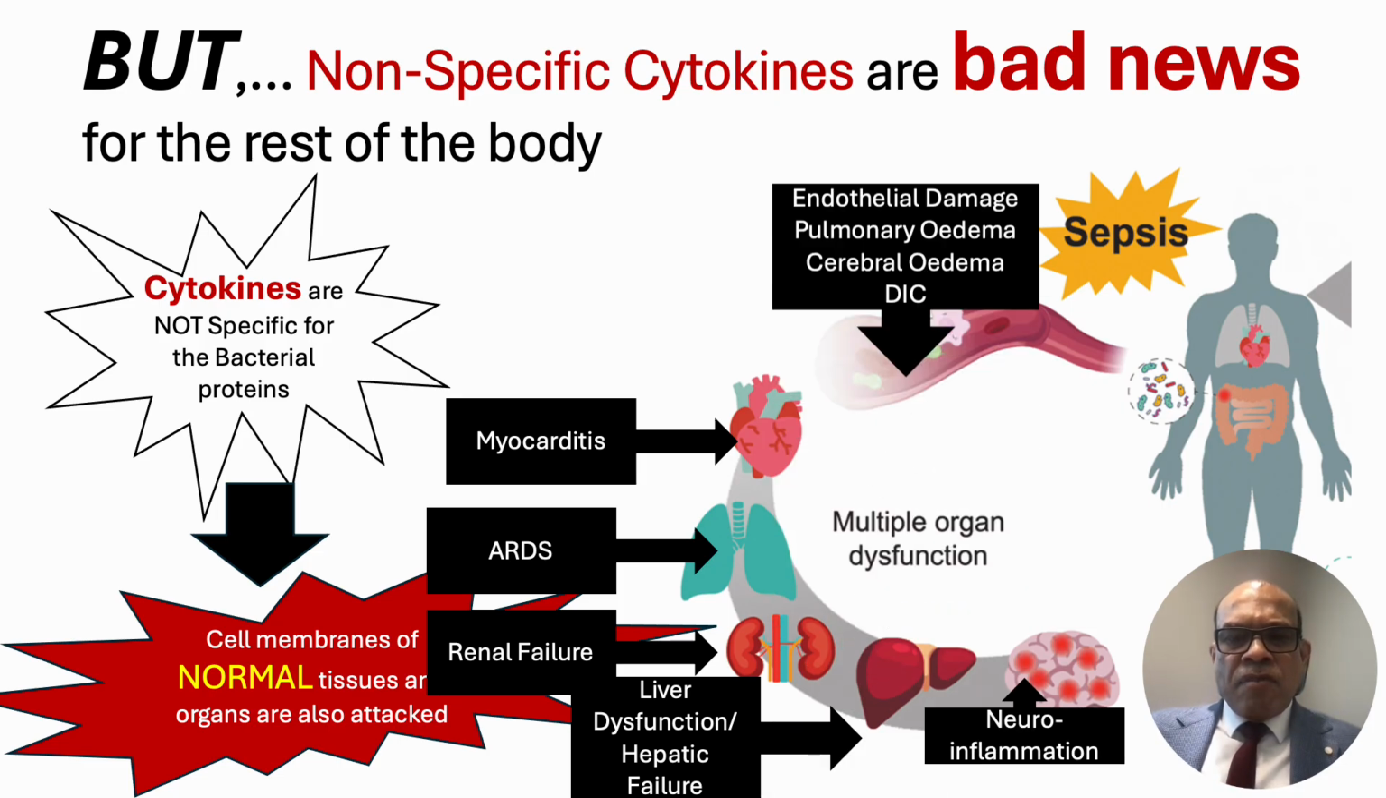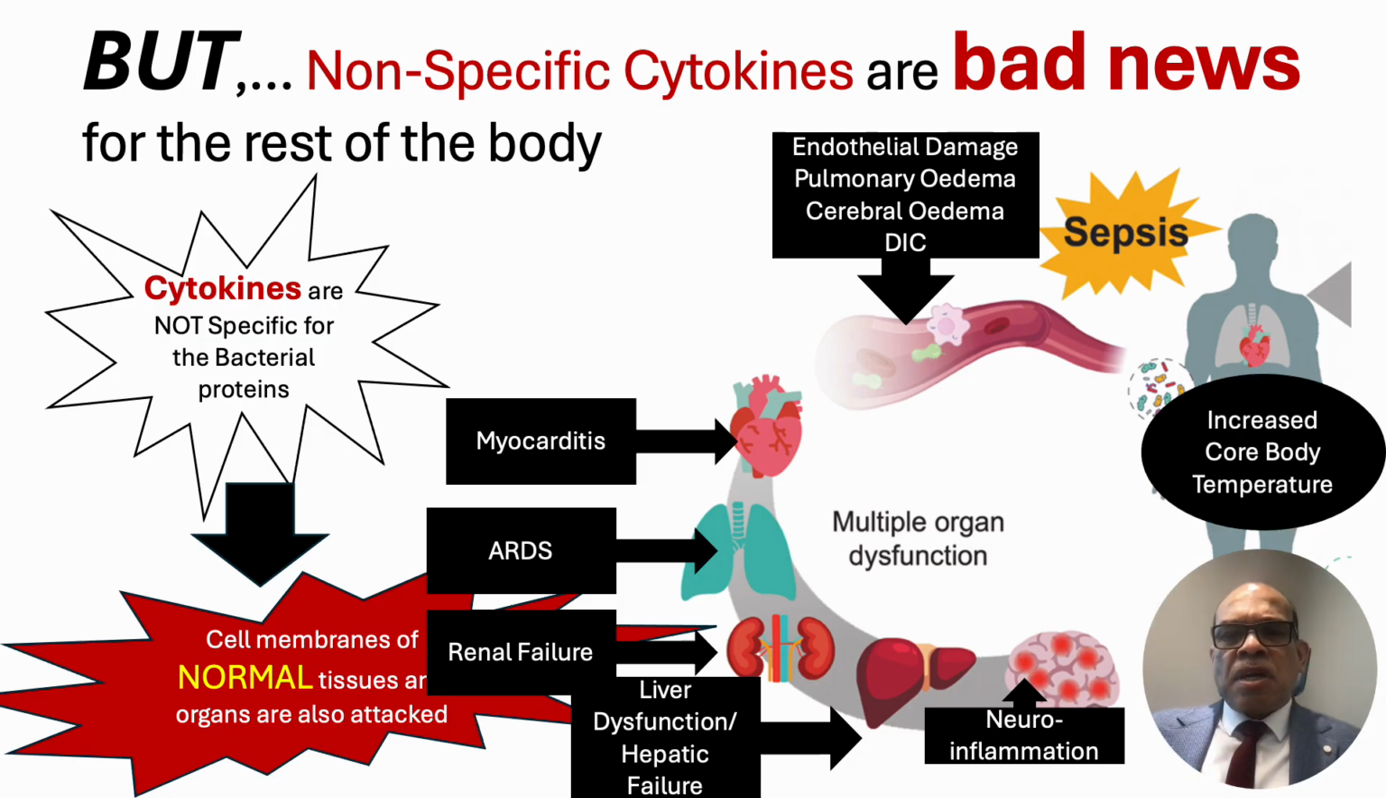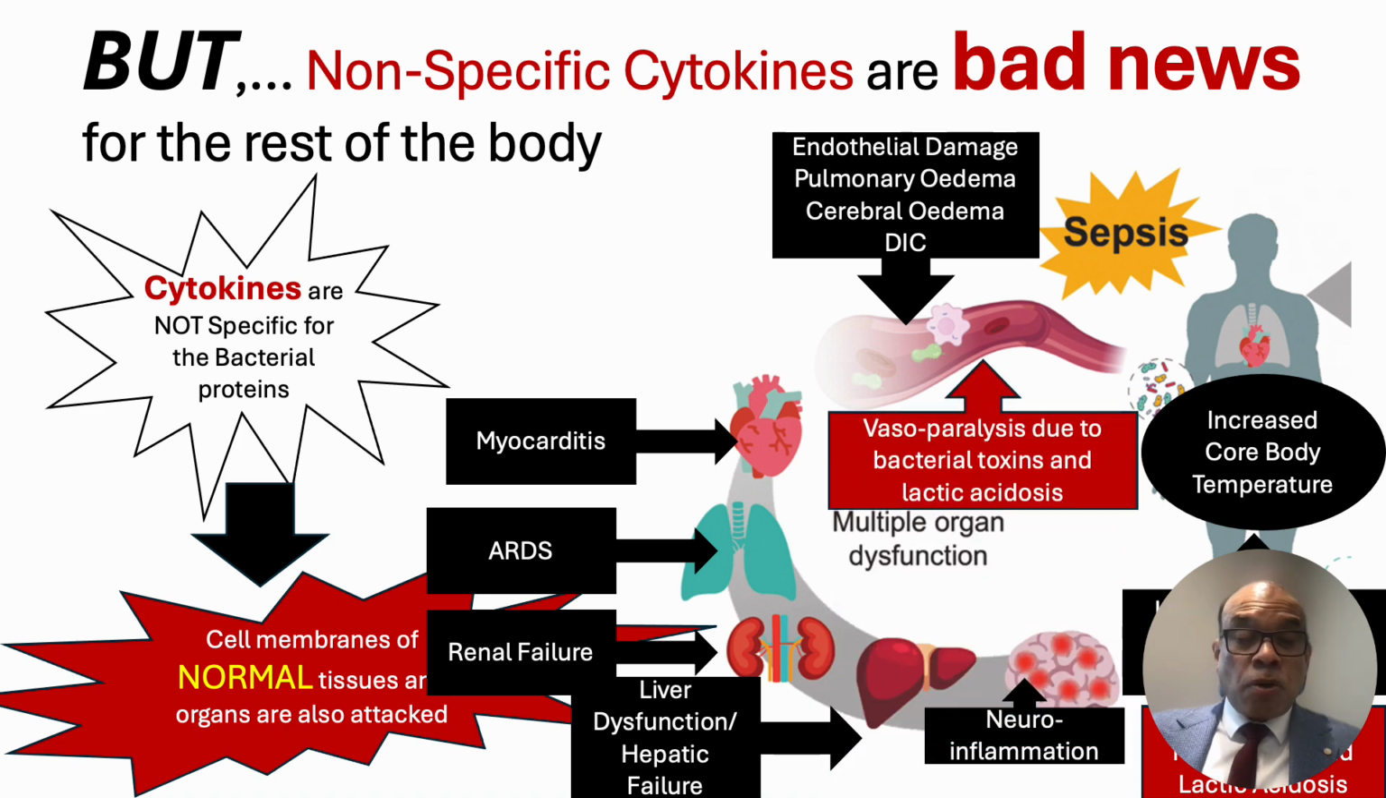And we may have neuroinflammation as well, leading to endothelial damage and pulmonary edema, cerebral edema, disseminated intravascular coagulation through the damage of the endothelium, and increased maternal core body temperature, increasing oxygen demand and oxygen requirements, predisposing to lactic acidosis due to the onset of anaerobic metabolism.